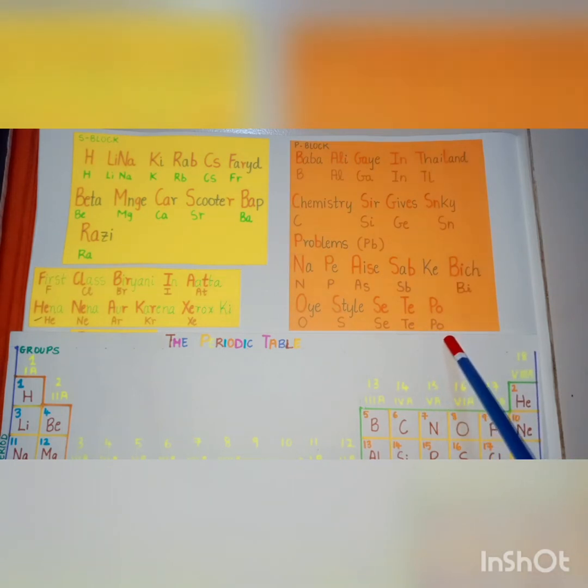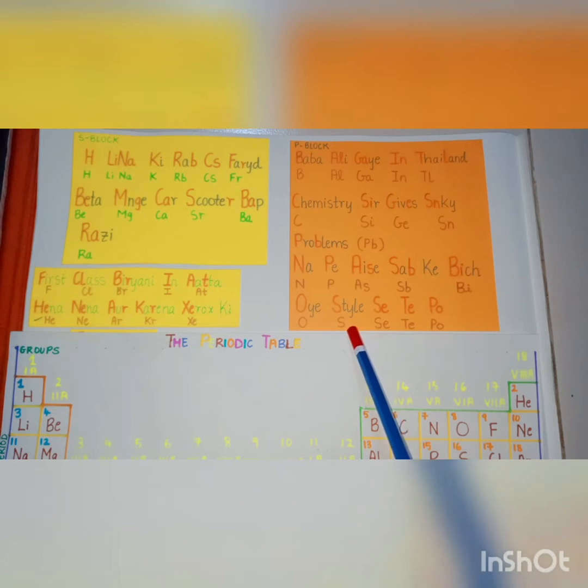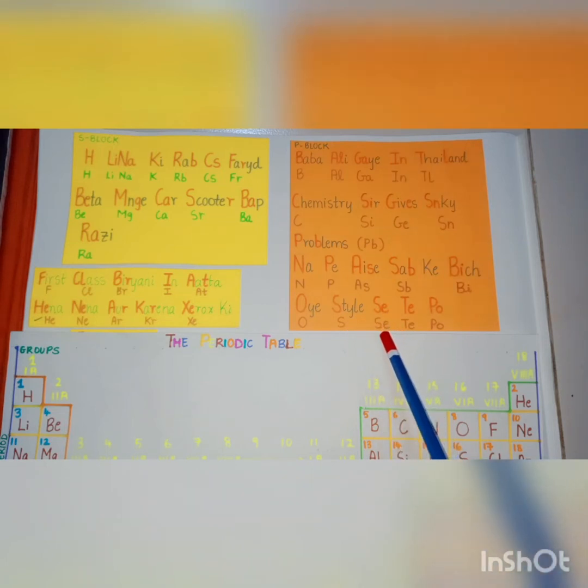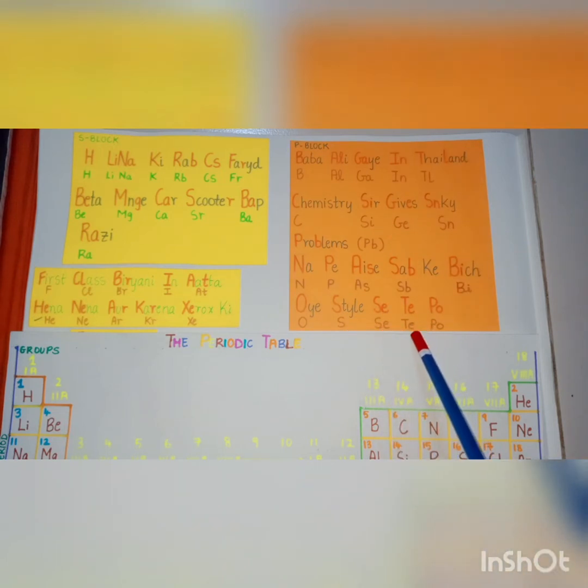Let us recall the trick. It was "OA style se tipo". OA for oxygen, style for sulfur, Se for selenium, T for tellurium, and Po for polonium.